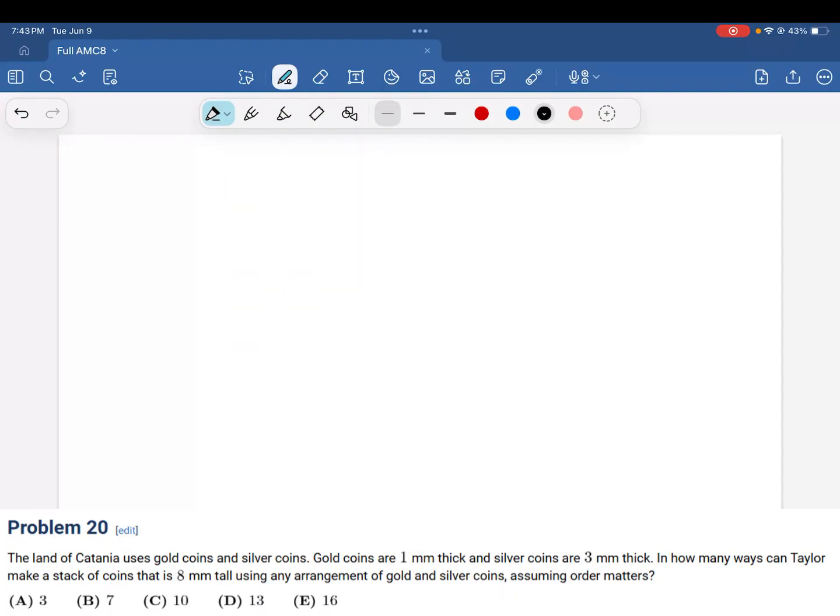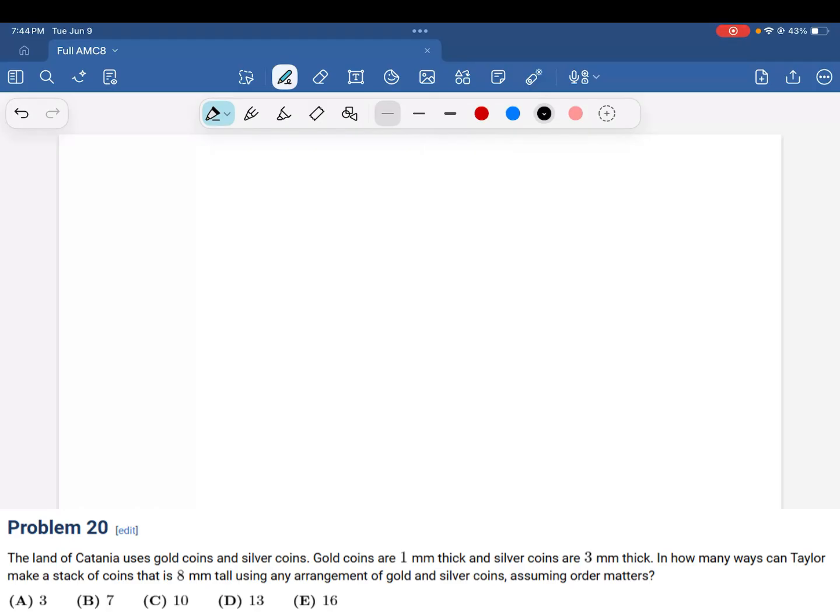Problem 20. The land Catania uses gold coins and silver coins. Gold coins are 1 millimeter thick and silver coins are 3 millimeters thick. In how many ways can Taylor make a stack of coins that is 8 millimeters tall using any arrangements, assuming order matters?